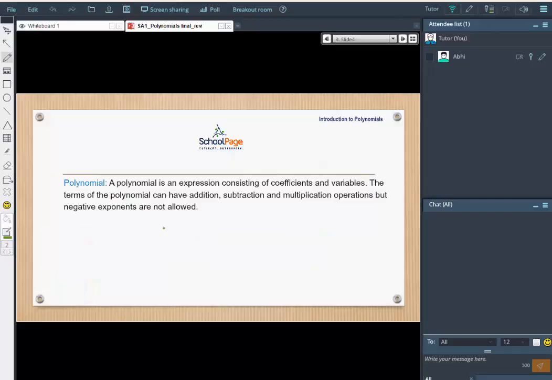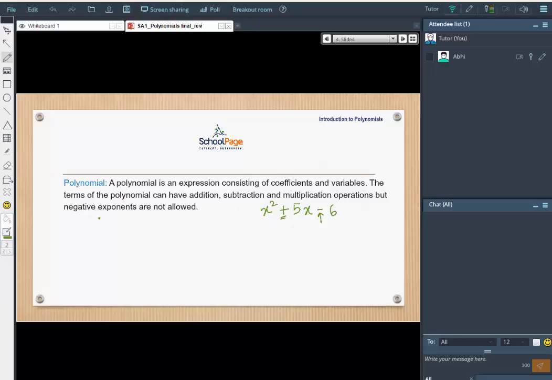Now let's discuss what is a polynomial. A polynomial is an expression consisting of coefficients and variables. The terms of the polynomials can have addition, subtraction and multiplication operations, but negative exponents are not allowed. Now what do you mean by saying negative exponents are not allowed? I'll give you an example of a polynomial, like x square plus 5x minus 6. This is a polynomial. Terms are separated by an addition sign and these two terms are separated by a subtraction sign.